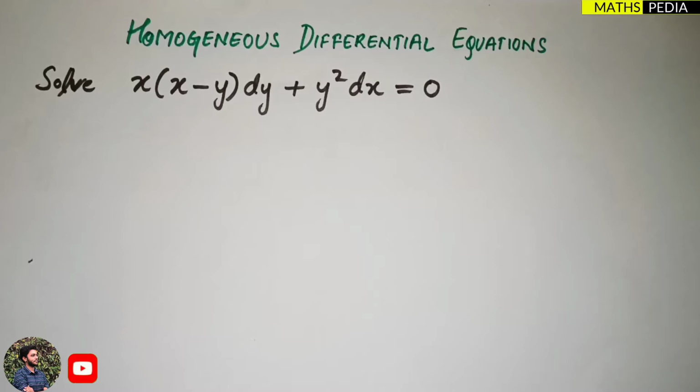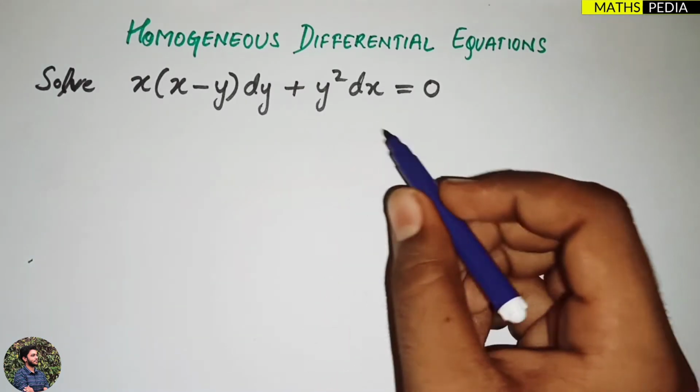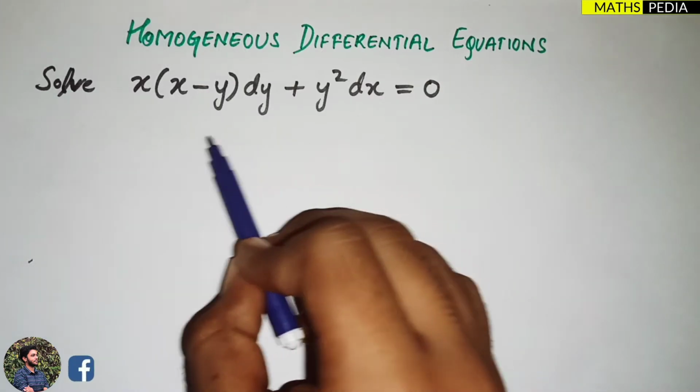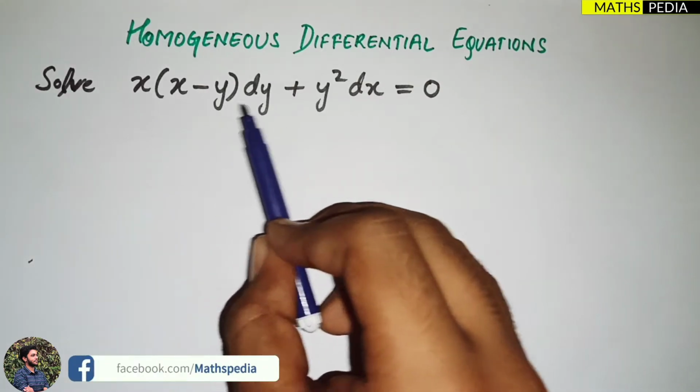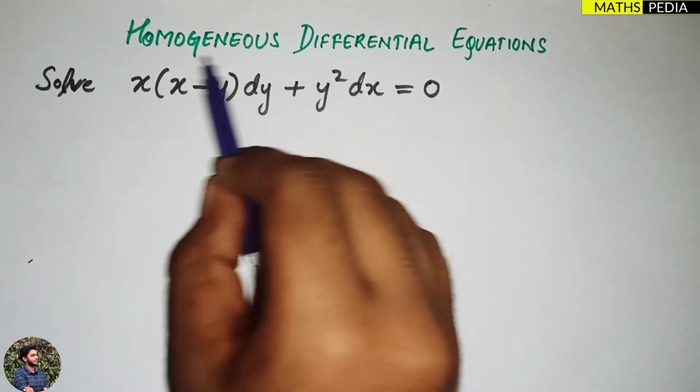In this video we are going to solve a problem based on homogeneous differential equations. One question is given here. The basic idea is how to identify, whenever a differential equation is given and they have not said that it is a homogeneous differential equation, whether it is a homogeneous differential equation.